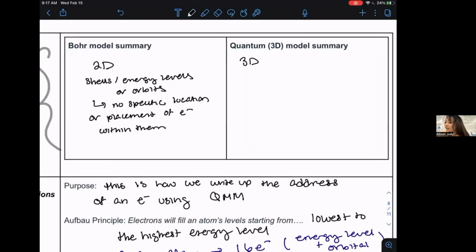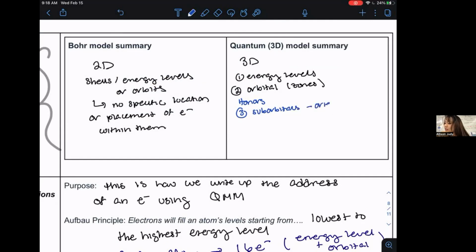Whereas the quantum mechanical model, on the other hand, has multiple things. It doesn't just have energy levels. It has, one, energy levels, or principal quantum number is the technical way of saying it. Then it has orbitals, right? Your zones. And then honors, I'm going to switch to blue for honors, is also going to learn about suborbitals, which by the way, prep, I kind of already told you in the last lecture, just because it makes the orbitals make sense, but the different orientations.